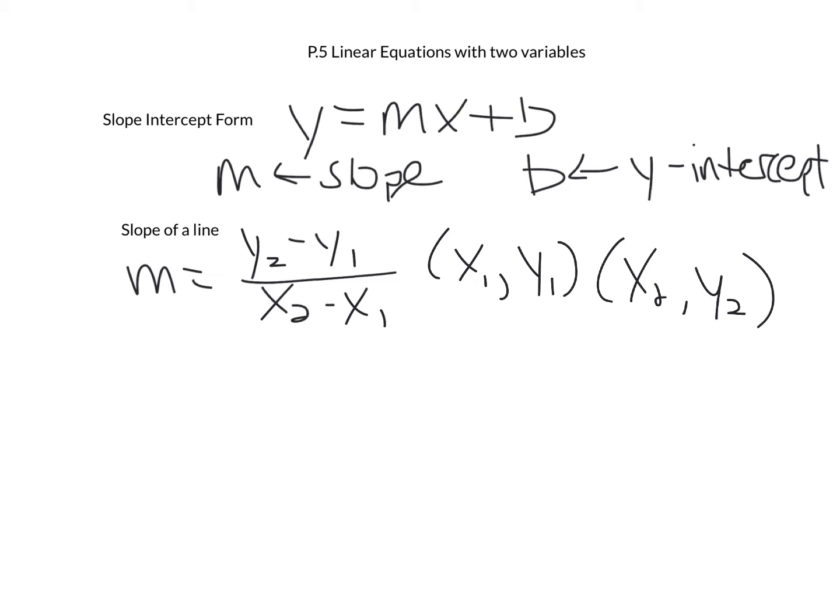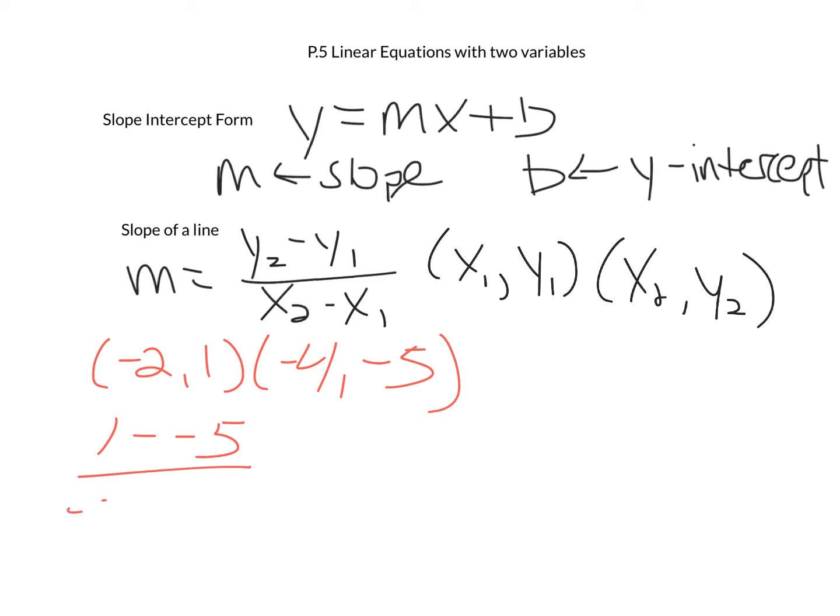Let's do some examples. We're going to give you 2 points, and we need to find the slope and plot them. Let's say we got negative 2, 1, and negative 4, negative 5. So slope is 1 minus negative 5 over negative 2 minus negative 4. That'll get us 6 over 2, because these become pluses, and then it's going to get us a slope of 3.